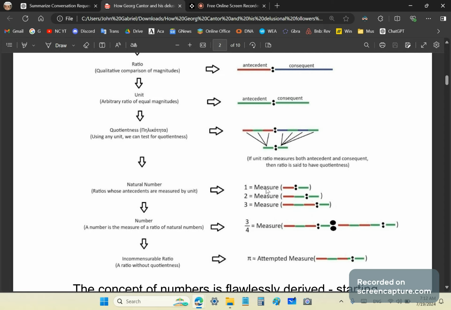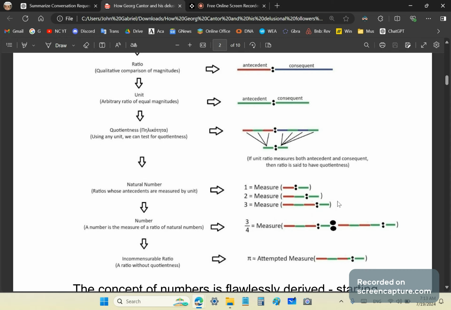As you see here, 1 is the measure of equal magnitudes, 2 is the measure of 2 equal magnitudes by 1, and 3 of these 3 by 1, and so on. And 3/4, of course, is simply the measure of this magnitude here of 3 using a magnitude of 4. Now, I didn't have to write in two fractions, but that makes it clear to those who insist that natural number must have come before.